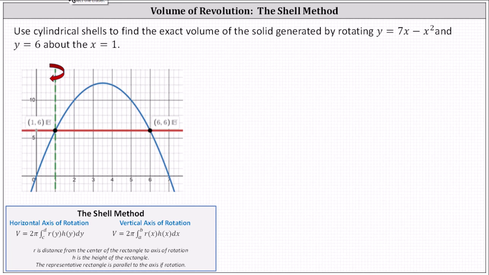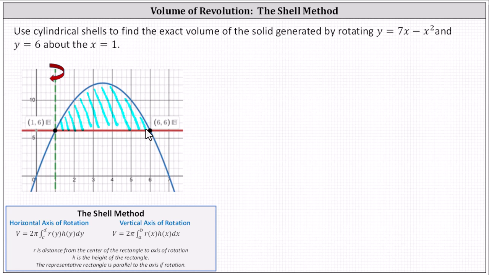Use cylindrical shells to find the exact volume of the solid generated by rotating y equals 7x minus x squared and y equals 6 about x equals 1. I've already graphed the two functions as well as the line x equals 1 below. For this question, we're rotating the bounded area, this area here, about the axis x equals 1, and our goal is to find the volume of the solid using the shell method.